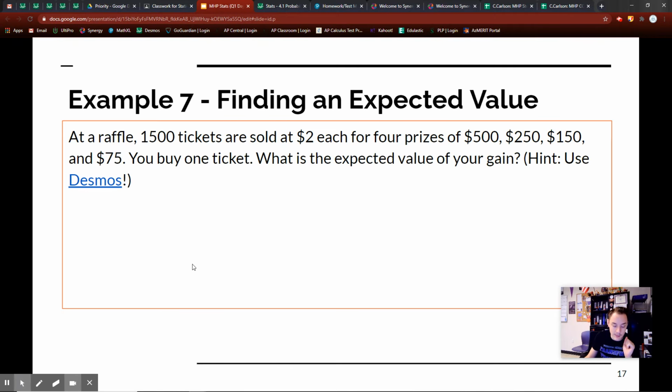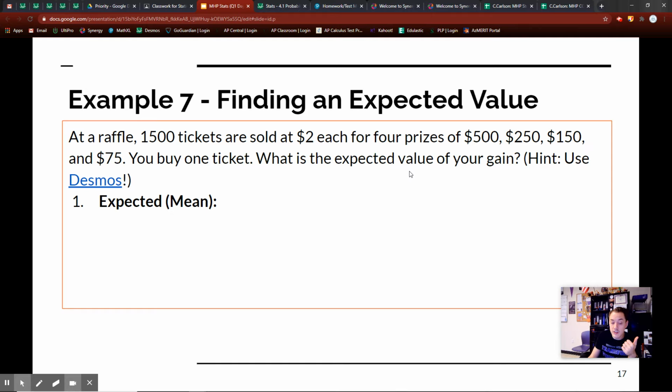Now let's go through our last example, and this one's a little bit interesting. So think with me. At a raffle, 1,500 tickets are sold at $2 each for 4 prizes of $500, $250, $150, and $75. You buy one ticket and then what is the expected value of your gain? Now, what does that mean? That means if you buy one ticket, okay, and tickets are sold at $2, I lost $2, but I could gain a prize, one of these four prizes, right? I could gain one of those. Just think about it. I'm going to want to find what we call the expected value.